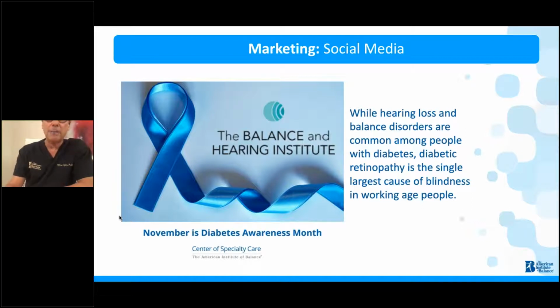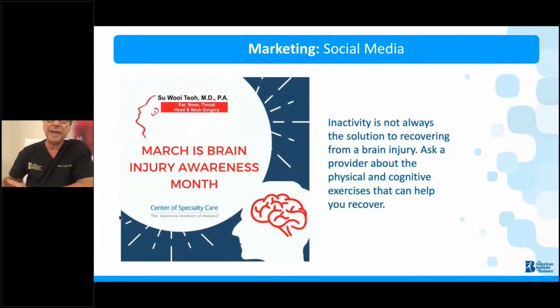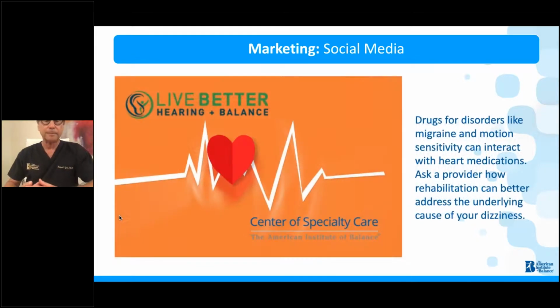So we want to talk about, let's say November is Diabetes Awareness Month. We want to make sure that patients understand the relationship between diabetes and balance, right? This is an ear, nose, and throat practice we work with. March was Brain Injury Awareness Month, right? Patients may not realize that they also can have a labyrinthine concussion. So we want to expand our opportunities, not implode or restrict them.